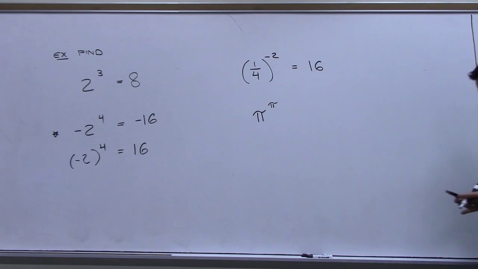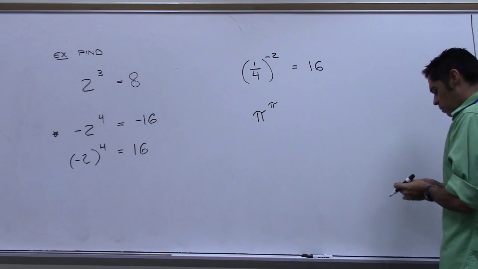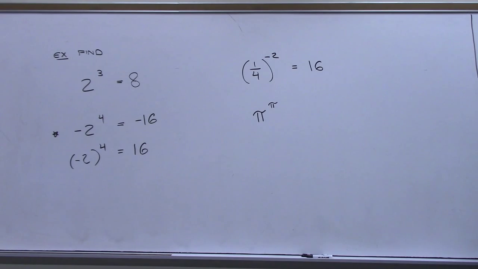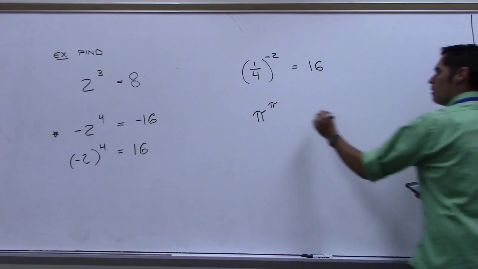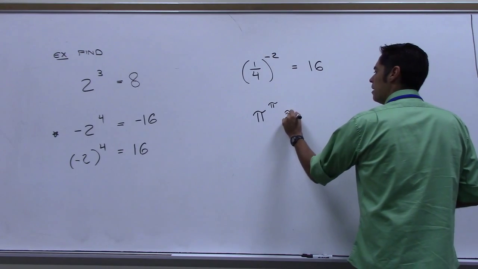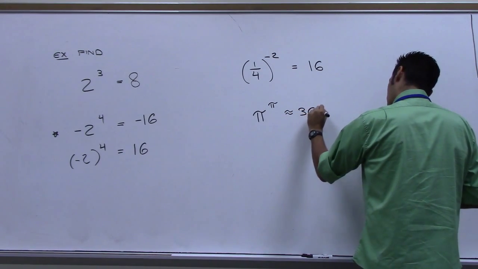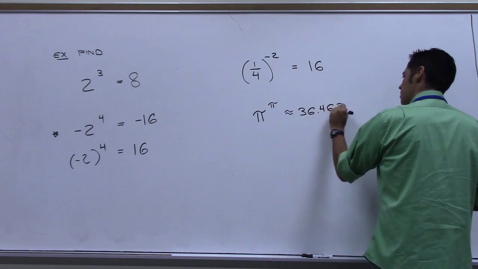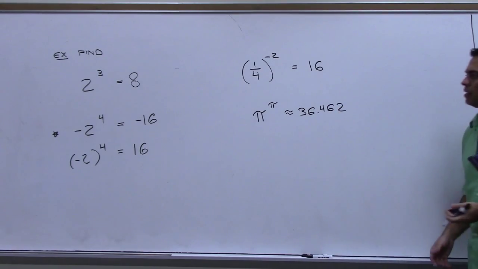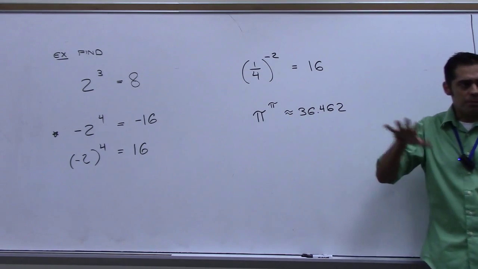36 point something? Okay, so when you get a decimal like that, we will put approximately equal to 36.4. Let's go 3 decimal places for now. So these squiggly equals mean approximately.